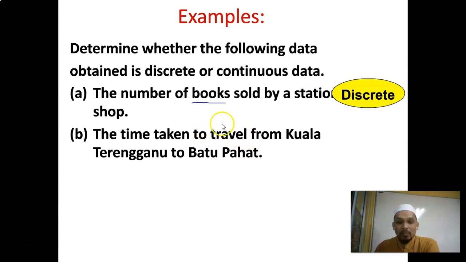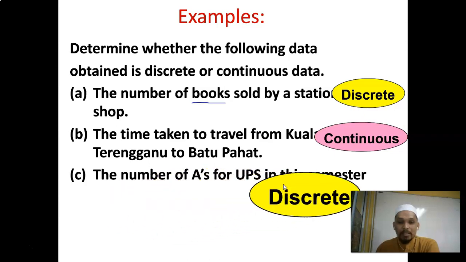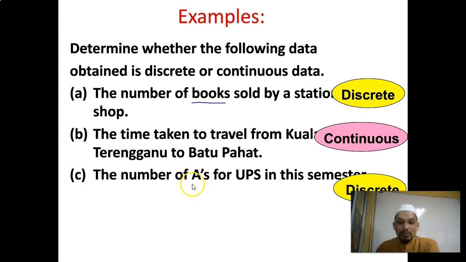But we know the time might be 2 hours and 35 minutes, or 3 hours, 14 minutes and 35 seconds, or 5 hours, 38 minutes and 14 seconds. So this time is continuous. The number of A's in this semester is discrete, as the number of students getting A.